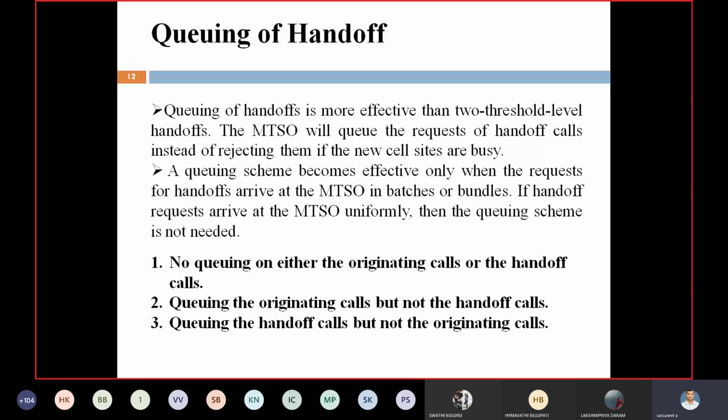Here, there is no queuing on either the originating calls or the handoff calls. Queuing the originating calls but not the handoff calls. Queuing the handoff calls but not the originating calls. And we consider when queuing occurs and when it does not.